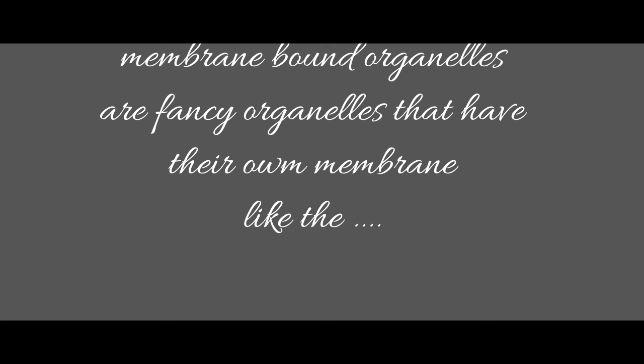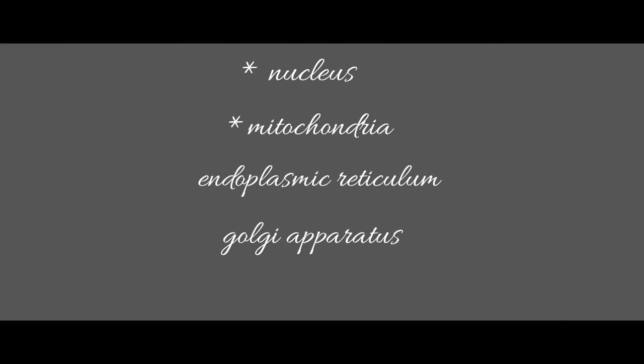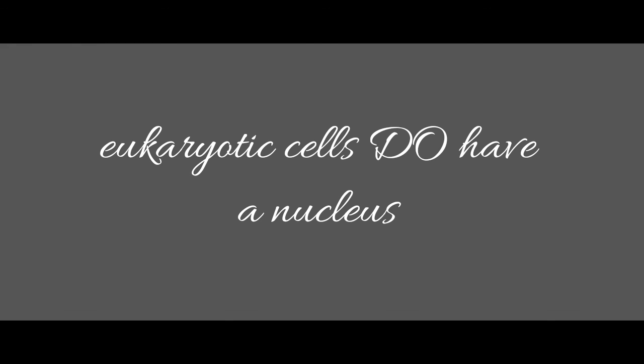Membrane-bound organelles are fancy organelles that have their own membrane, like the nucleus, mitochondria, endoplasmic reticulum, and Golgi apparatus. A big indicator of eukaryotic cells is this nucleus. Eukaryotic cells do have a nucleus to contain their DNA.